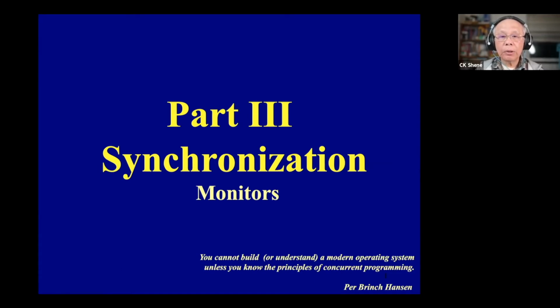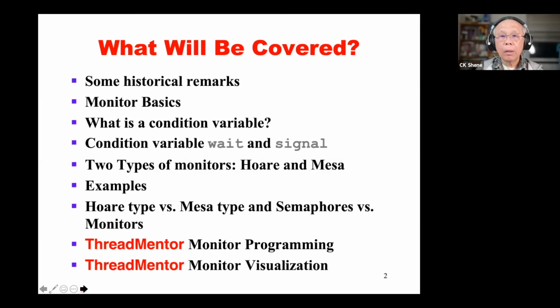After the discussion of semaphores, here we will discuss the second important concept called monitors. So what will be covered in this unit? We will talk about some historical remarks and the basics of a monitor. Then we will investigate the concept and the use of condition variable through two methods, wait and signal.